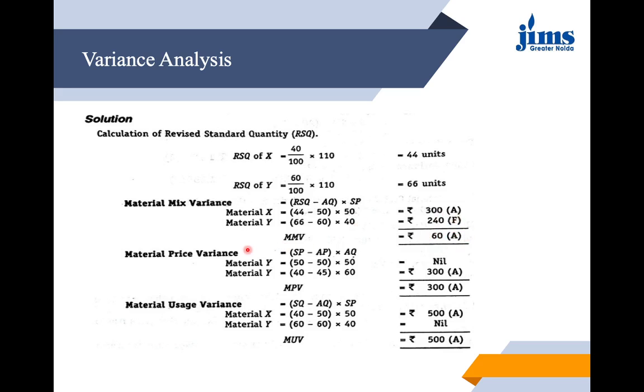For material price variance, we know the formula here. We can put the values and we see that there is again an adverse variance of 300 rupees. In material usage variance, though there is no variance in material Y, overall X and Y together give an adverse variance of 500 rupees under usage variance.